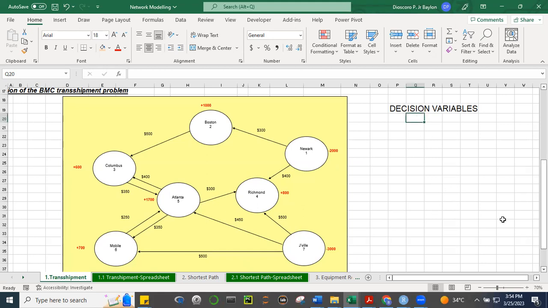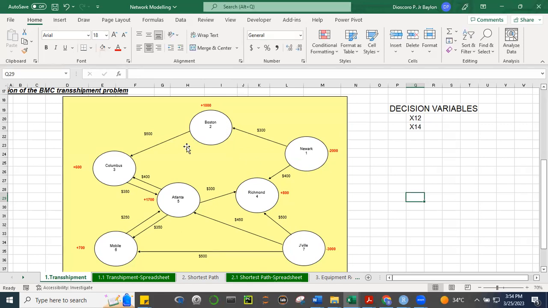So let's just call it, for the purposes of our discussion, X12. I'm just referring to the nodes. The direction: X12 is the number of cars to be transshipped from 1 up to 2. So that's very easy, if you know the direction, and usually the direction is given. So this is X12, and then we have X14, right?